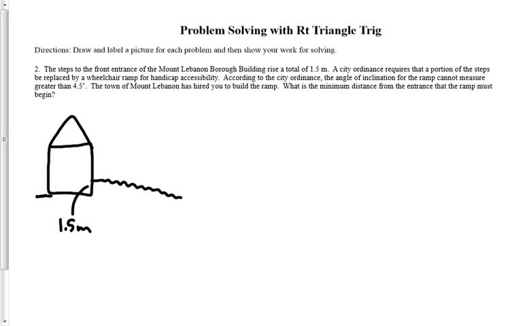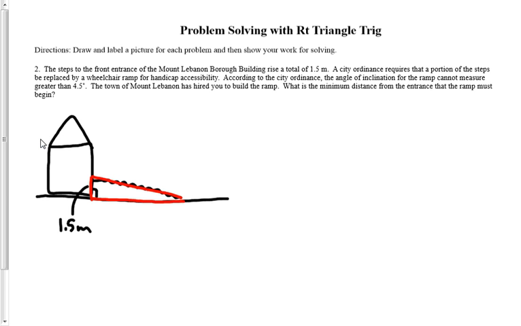Okay, and there's of course the ground, which would go like that, and the borough building is built perpendicular to the ground. So you can see our right triangle starting to form here. I'll kind of outline it in red. Looks like this. There it is. Continuing with the problem, it says a city ordinance requires that a portion of the steps be replaced by a wheelchair ramp for handicap accessibility.